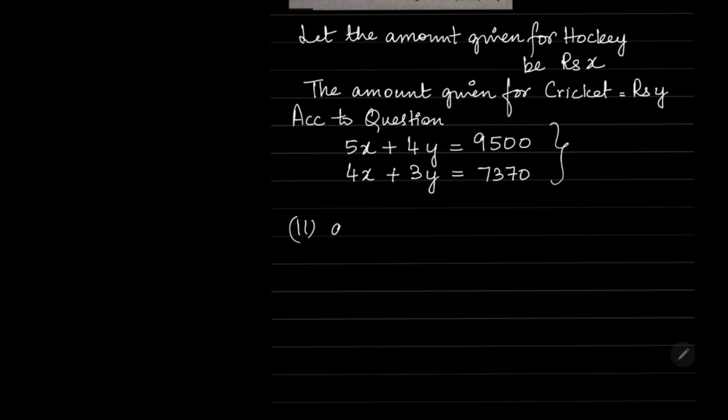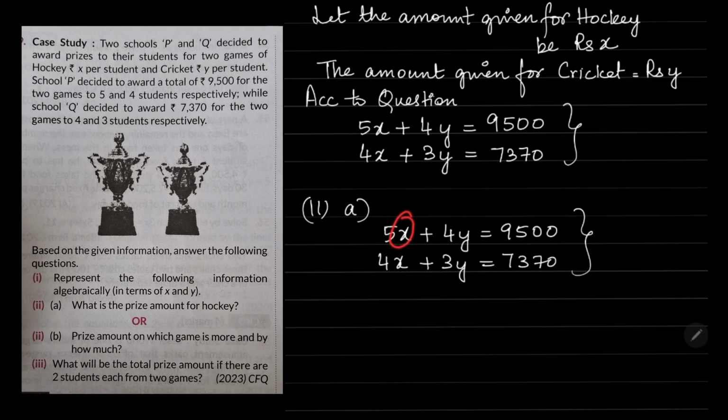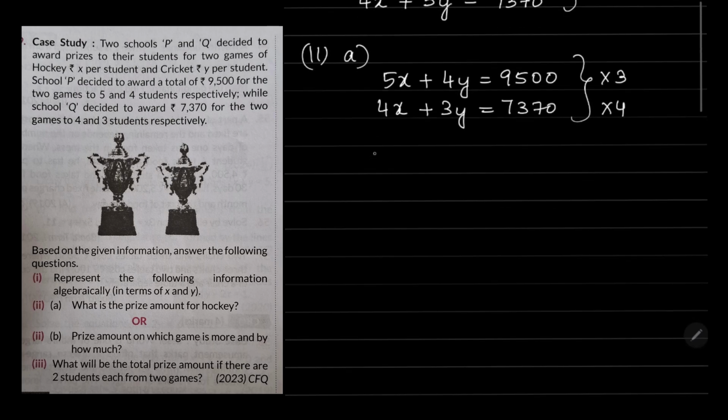So let me write it again. This is question number 2, part A. Prize money for hockey is asked, that is x is asked. So let's eliminate y. So 5x plus 4y equal to 9500 and 4x plus 3y equal to 7370. We have to eliminate y because we need x, the prize money for hockey. So we will multiply the first equation by 3 and the second by 4, and then we'll subtract.